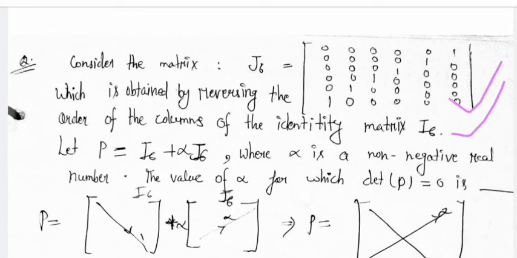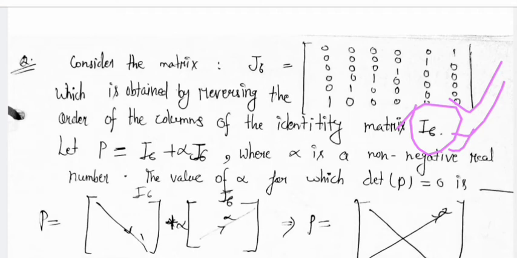Okay, which is obtained by reversing the order of the columns of the identity matrix. Identity matrix, we know that it is also a square matrix, where the diagonal elements are 1 and the other lower and upper triangular elements are 0. Okay, so it is your identity matrix.